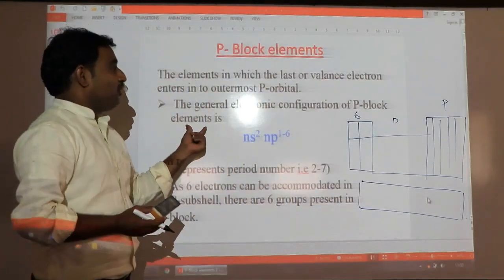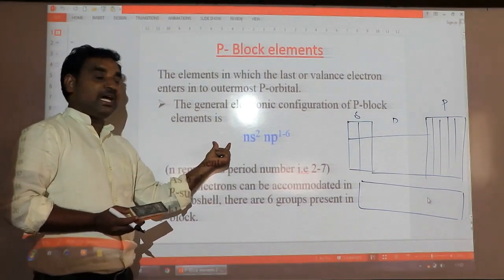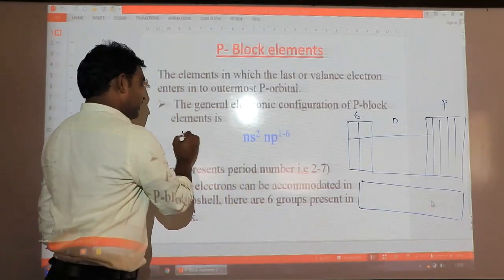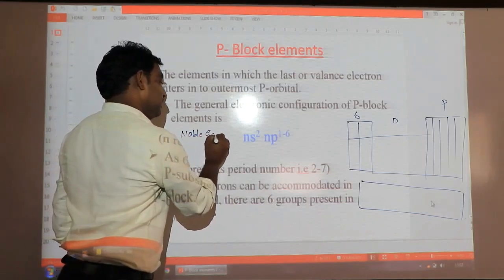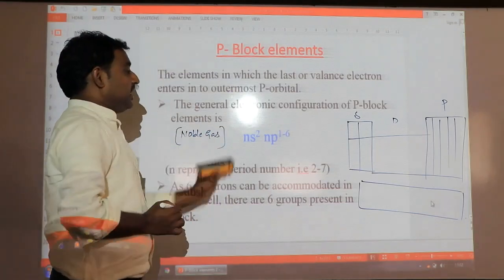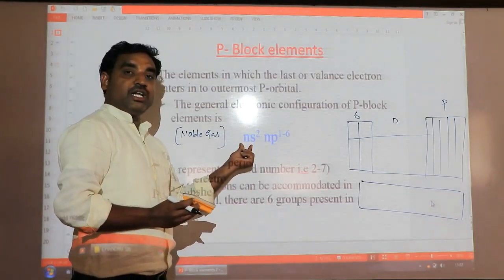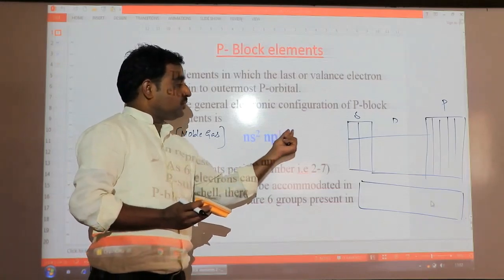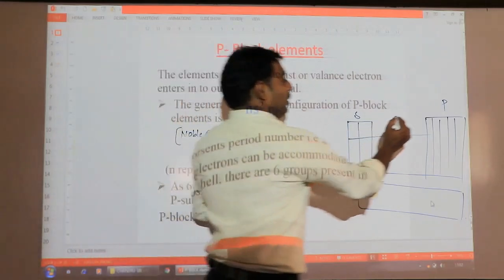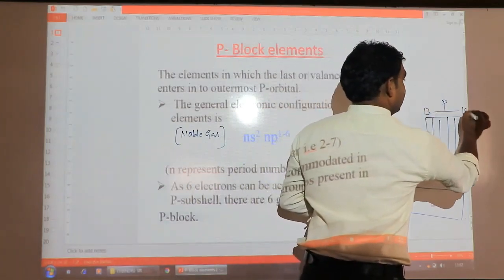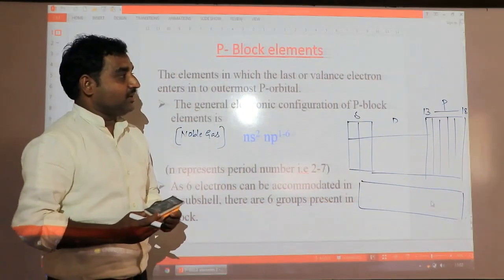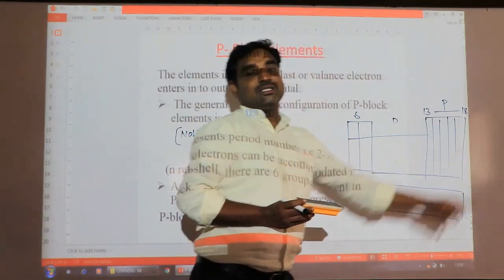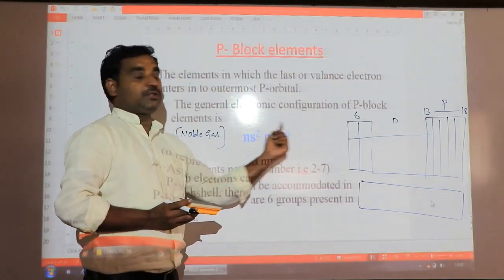The general electronic configuration of the P block will be noble gas ns2 np1 to 6. Here we have to write noble gas and ns2 np6. n is the outermost shell, the principal shell number 1, 2, 3, 4 like that. np 1 to 6. It means in the P block, there are groups 13 to 18. Later we will discuss that. Now here it is p1, p2, p3, p4, p5, p6, that we are writing as np 1 to 6.